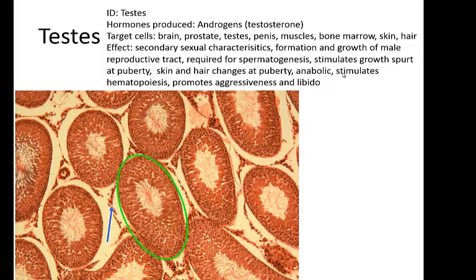And testosterone is responsible for stimulating the growth spurt in males at puberty, and causes skin and hair changes at puberty. It turns over to really thick, coarse hair, and causes growth in our muscles. And in men, it stimulates hematopoiesis, which is red blood cell formation, and promotes aggressiveness and libido, go figure. All of those things are attributed to testosterone.